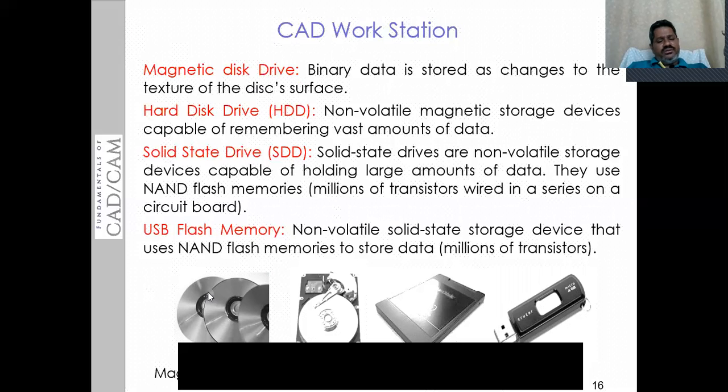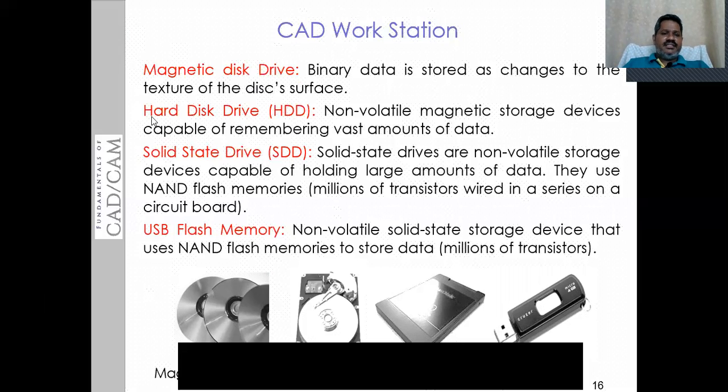It can store less data when you compare it with the other disk drives. Magnetic disk drives you might have seen outside, DVD drives, CD drives. They can store a maximum of 2 GB, 3 GB of data, not more than that.